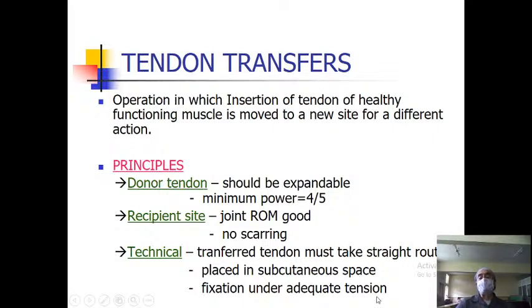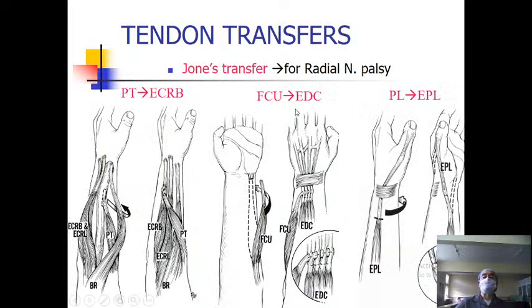It should be straight, no speed breakers, something of that sort. And it should be fixed under adequate tension. So you do a tendon transfer and it's not very lax at that time. Even with the muscle contraction, when the tendon is trying to act, if it is lax at the sutured side, then the distal part is not going to act. So it should be fixed under adequate tension, in the subcutaneous space, and in a straight line. Tendon transfer is not easy unless all these things are properly present, or your procedure becomes a failure.